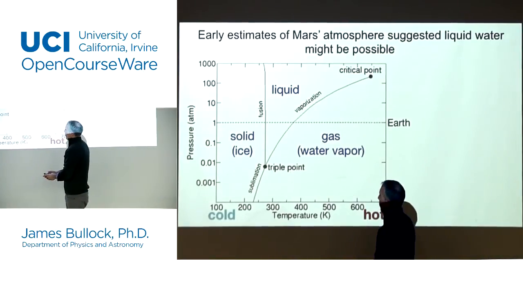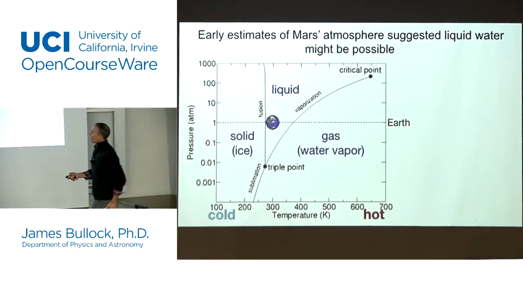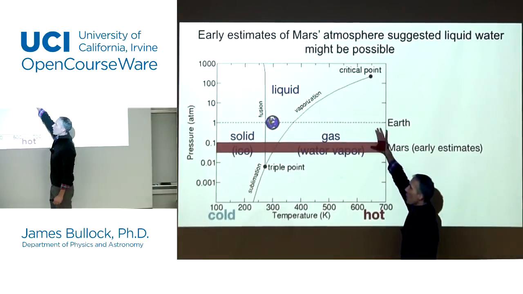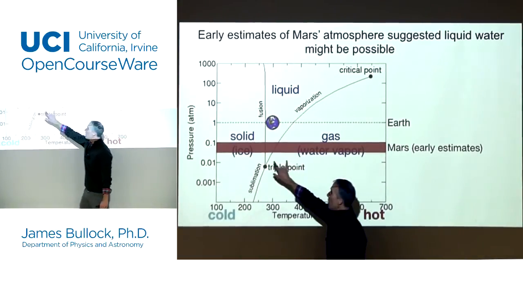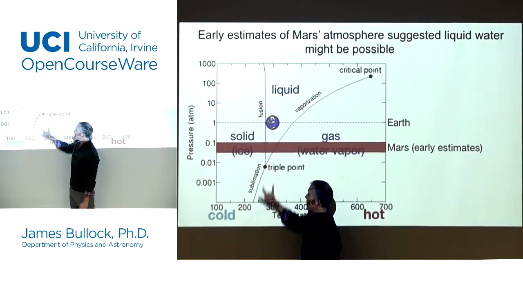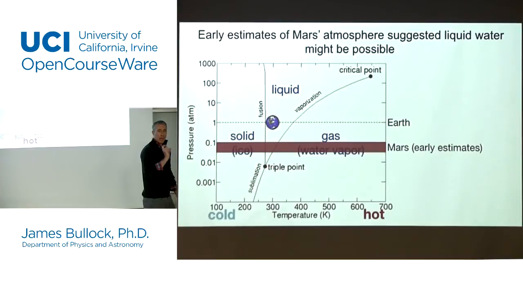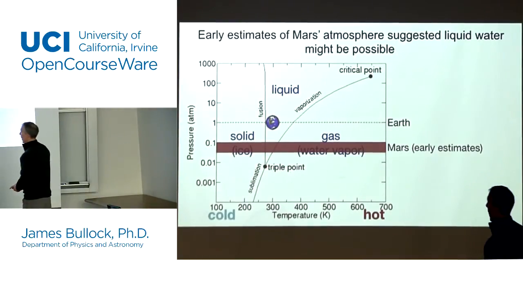Now, people didn't know exactly what the air pressure on Mars was, but early estimates knew it was lower than the Earth, and they thought it might have been somewhere around maybe a 10th atmospheric pressure, which would then allow for the existence of liquid water within certain temperature ranges. So people thought the idea that you might have liquid water flowing down these canals on the surface of Mars is something that could happen.